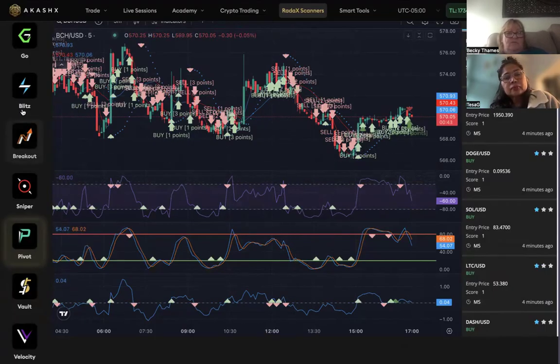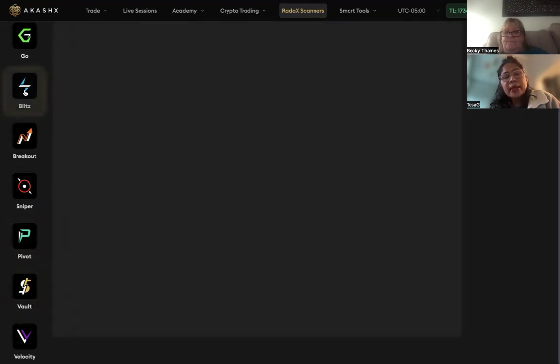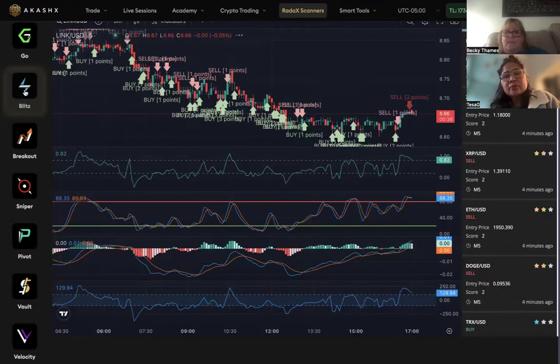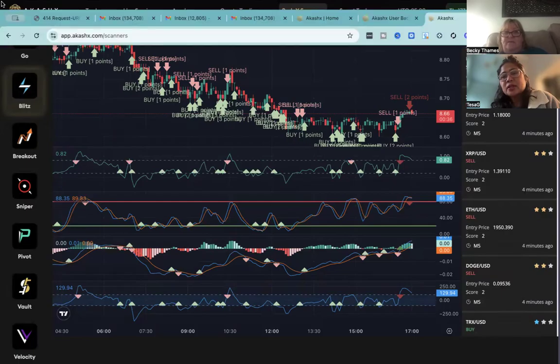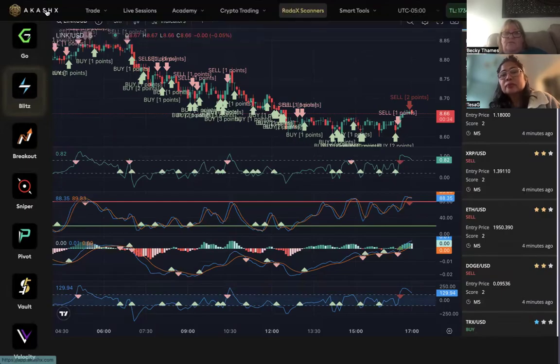Will I get this one, Becky, on my system? Is it already installed like this? Yes. So you would go under Akashics and then Radex scanners right here. So you have that.